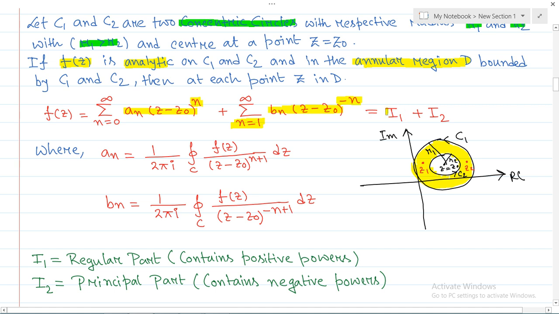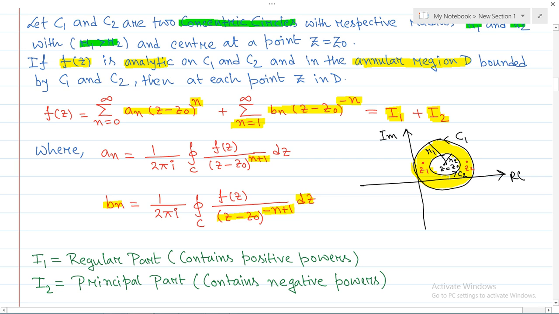So we are having two integrals. First is I1, second one is I2. How can we get these coefficient values? This is also coming from the concept of Cauchy's theorem. So a n equals 1 upon 2 pi i, that I have already discussed just before this, 1 by 2 pi i integration over c f(z) by (z minus z0) whole to the power n plus 1 dz. And for b n we are having 1 by 2 pi i integration over c f(z) (z minus z0) whole to the power minus n plus 1 dz.